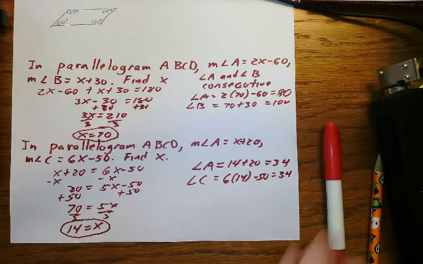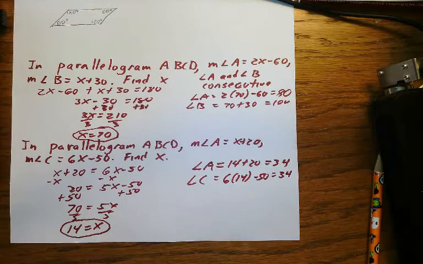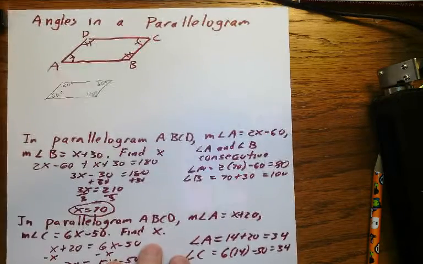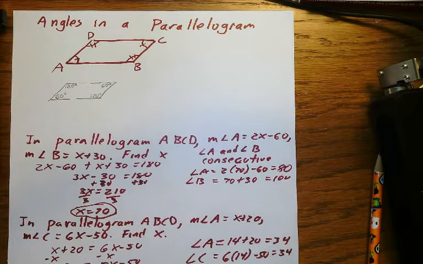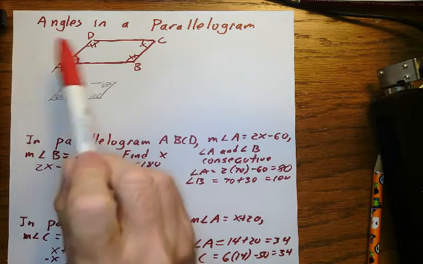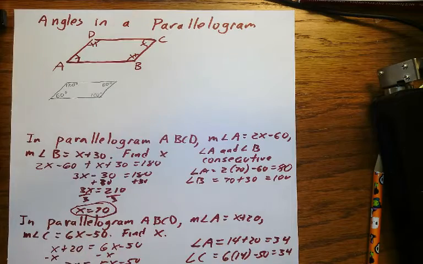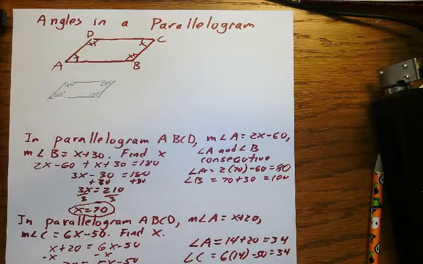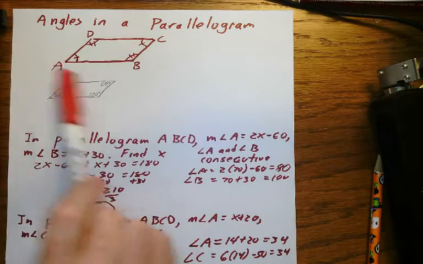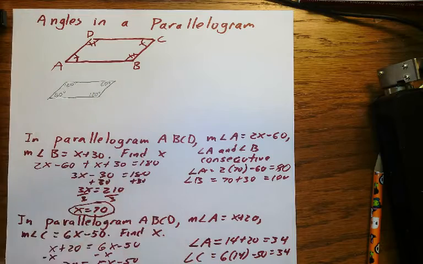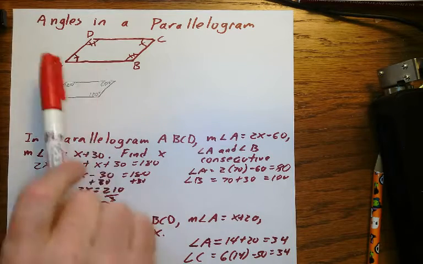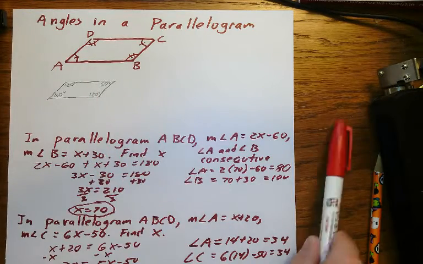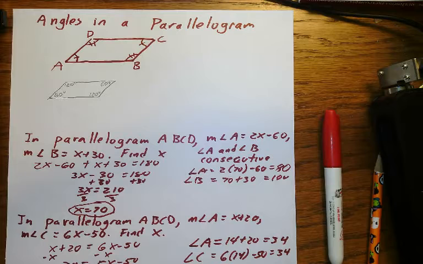Okay? So, that's today's topic, angles in a parallelogram. Just to refresh the important facts you need to know, opposite angles are congruent, consecutive angles are supplementary, and when you label it A, B, C, D, or whatever the letters are, the letters have to go around the parallelogram in order. Good luck on your assignment.